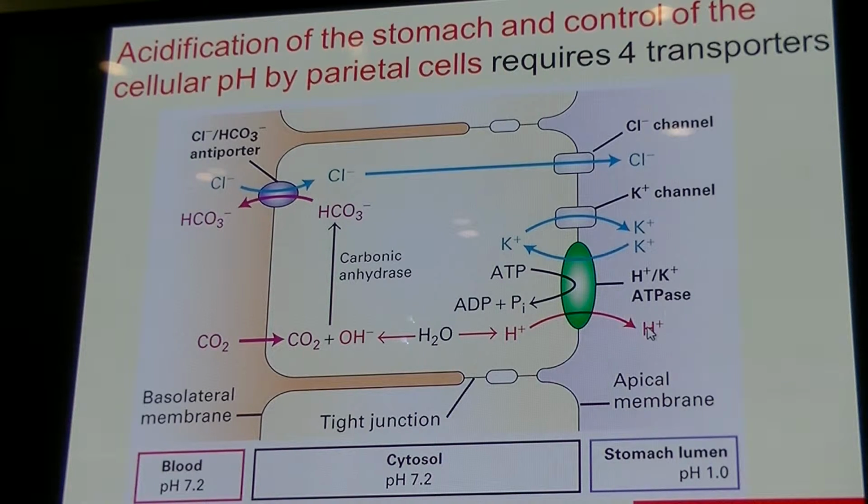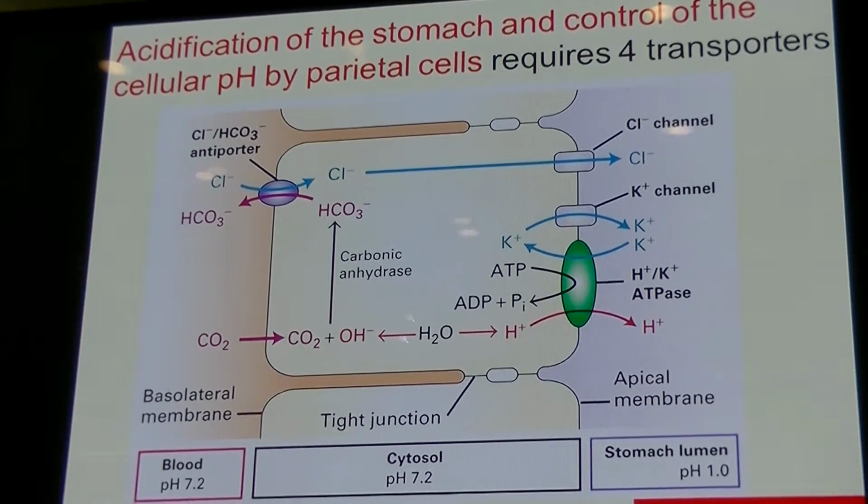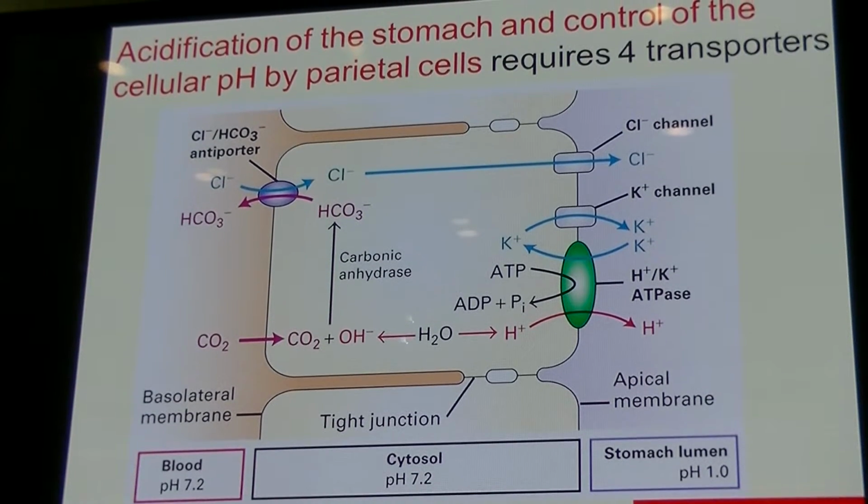So you get hydrogen chloride equivalent to pH of 1, so at a 100 millimolar concentration, 0.1 molar. That's this system.